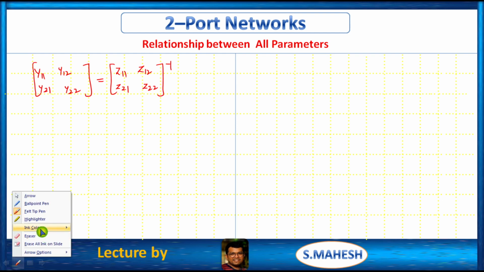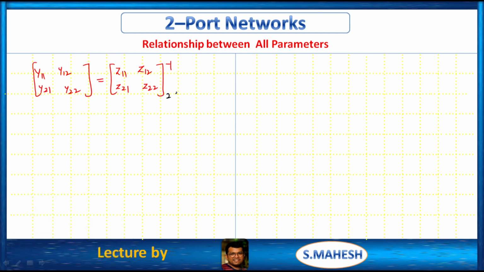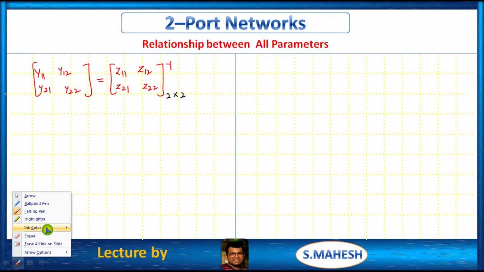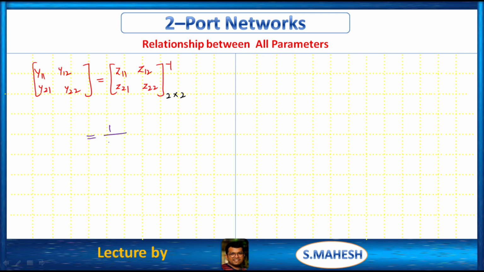We all know that this is a 2 by 2 matrix. What is the inverse of a 2 by 2 matrix? Simple. You have to get the determinant of Z, that is delta Z, and then the matrix with Z22, minus Z12, minus Z21 and Z11. That's it. The answer is over. Where delta Z is equal to Z11 into Z22 minus Z12 into Z21. That's it.